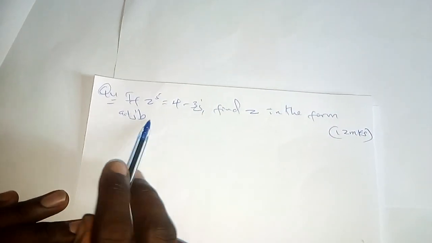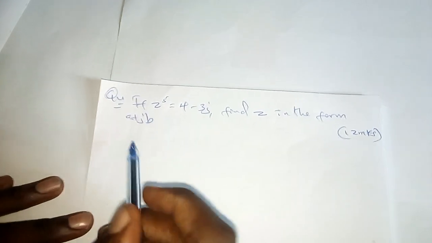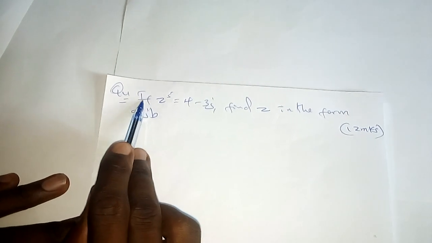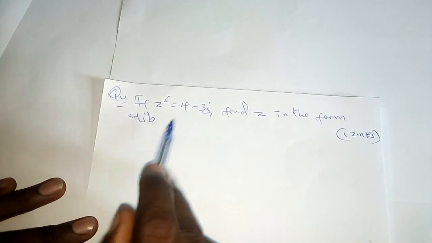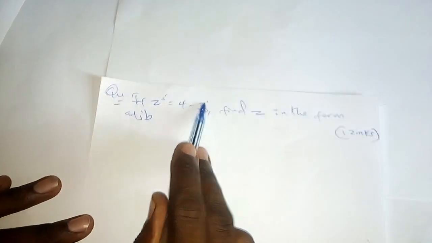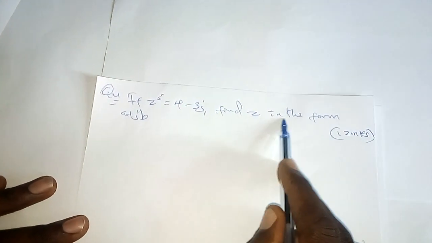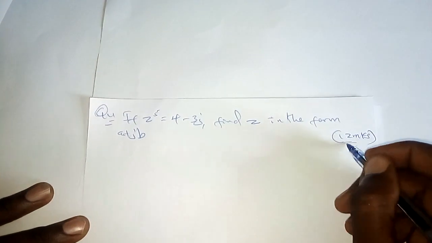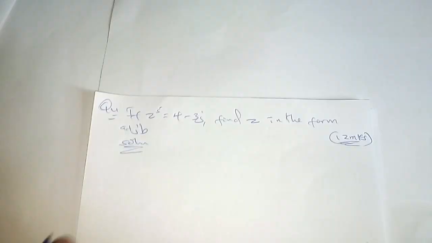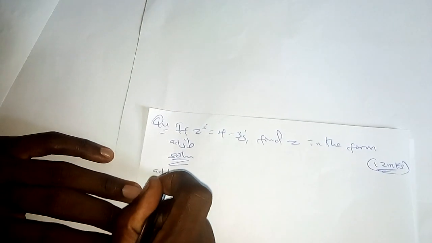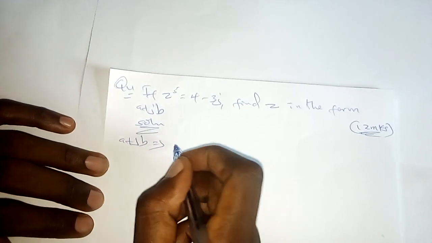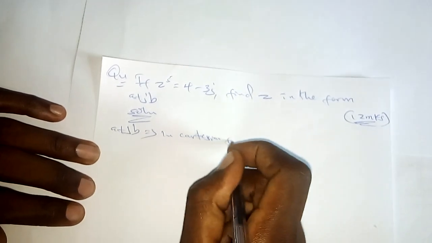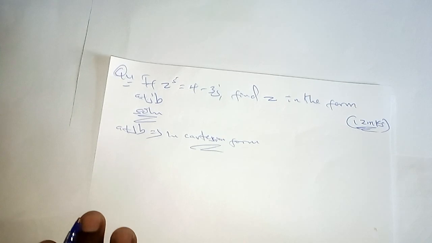Yes, this is a question under the Moivre theorem, under complex numbers still. If z raised to 5 is equal to 4 minus 3j, find z in the form of a plus jb. And you can see it is 12 marks. Under solution, a plus jb is in Cartesian form.